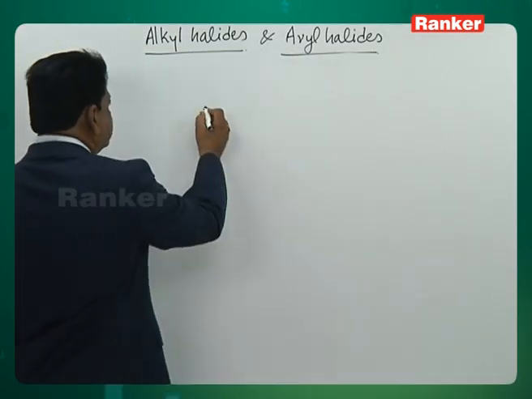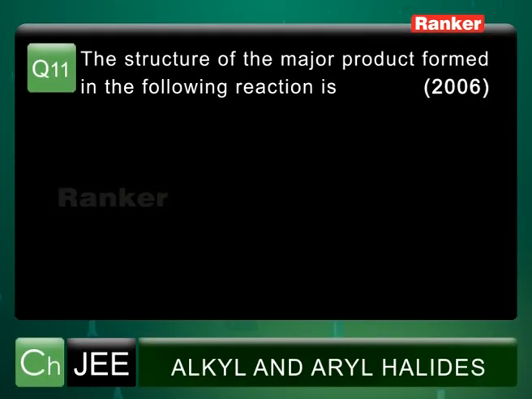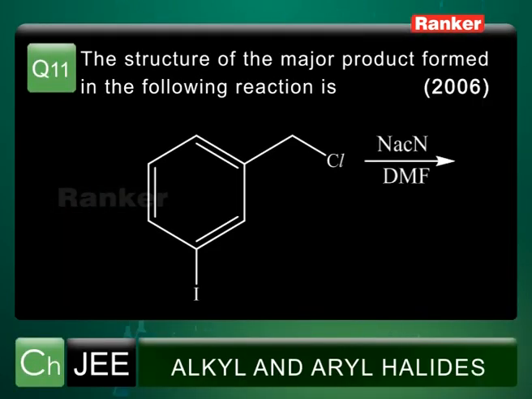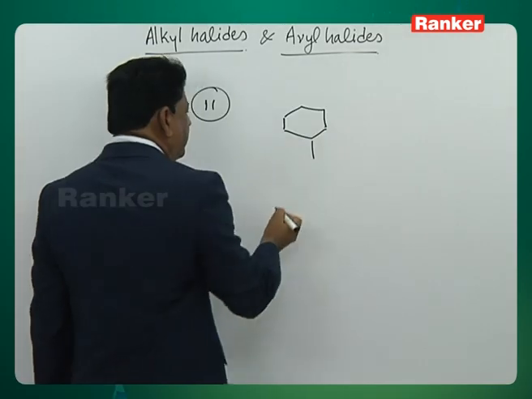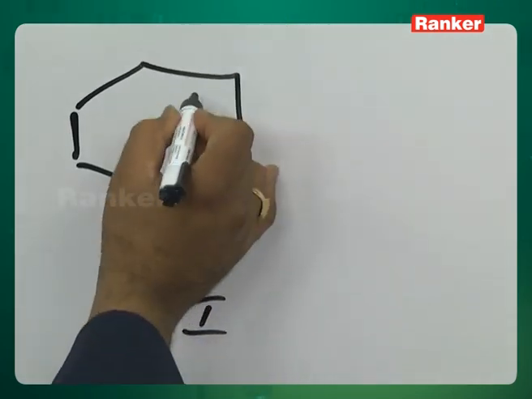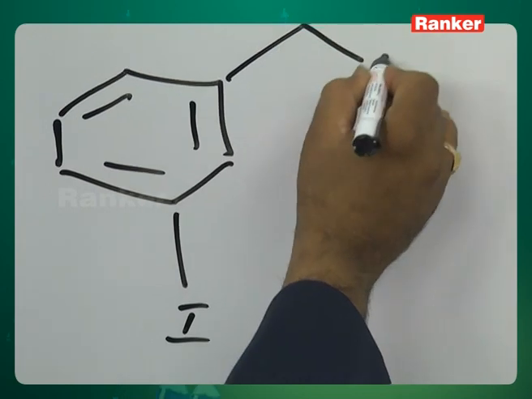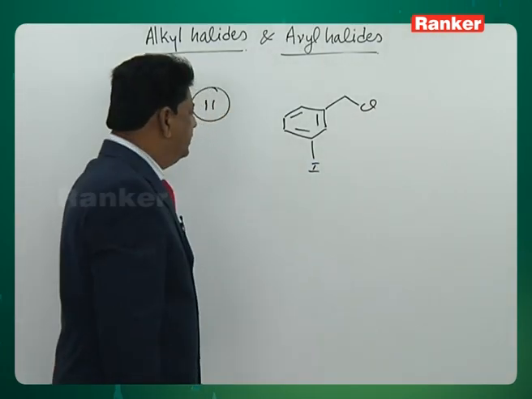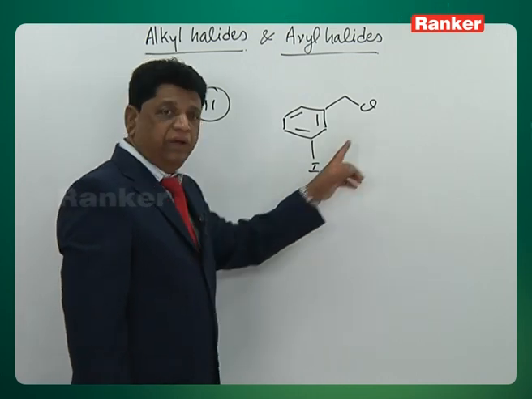So let's go for the next question, the 11th question. The structure of the major product formed in the following reaction is a question from 2006. The question is here: a benzene is given attached to an iodo compound, and there is another branch on which a chlorine is there. So these two halogens are not the same type. One is iodine, one is chlorine.